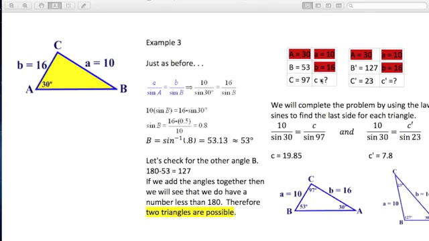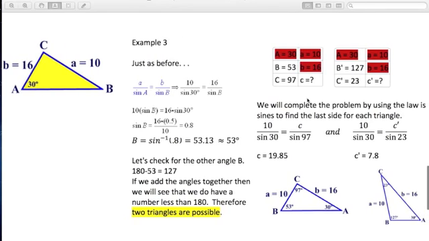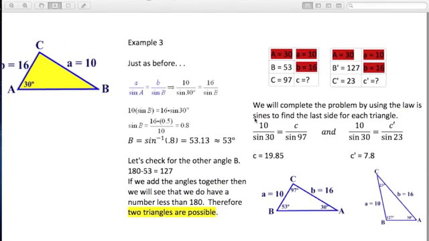The only thing left is to find the missing side length for C, and of course we complete that one just like we've always done. We set up our law of sines, and I set them up simultaneously here, and I've solved for C, and so C equals 19.85. Notice that's the largest side, which is across from the largest angle. Over here, C prime turns out to be 7.8. I look up, is 7.8 the shortest side? Is that the smallest angle? Absolutely.